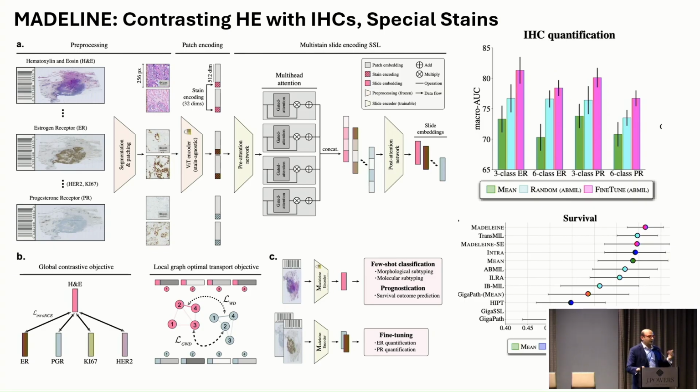So in this ECCV article from last year, we contrasted with IHCs and special stains and tried to see, can we improve representation for both the image and those IHCs, and we showed that was possible, applying it to downstream applications like survival, outcome prediction, and for IHC scoring itself.